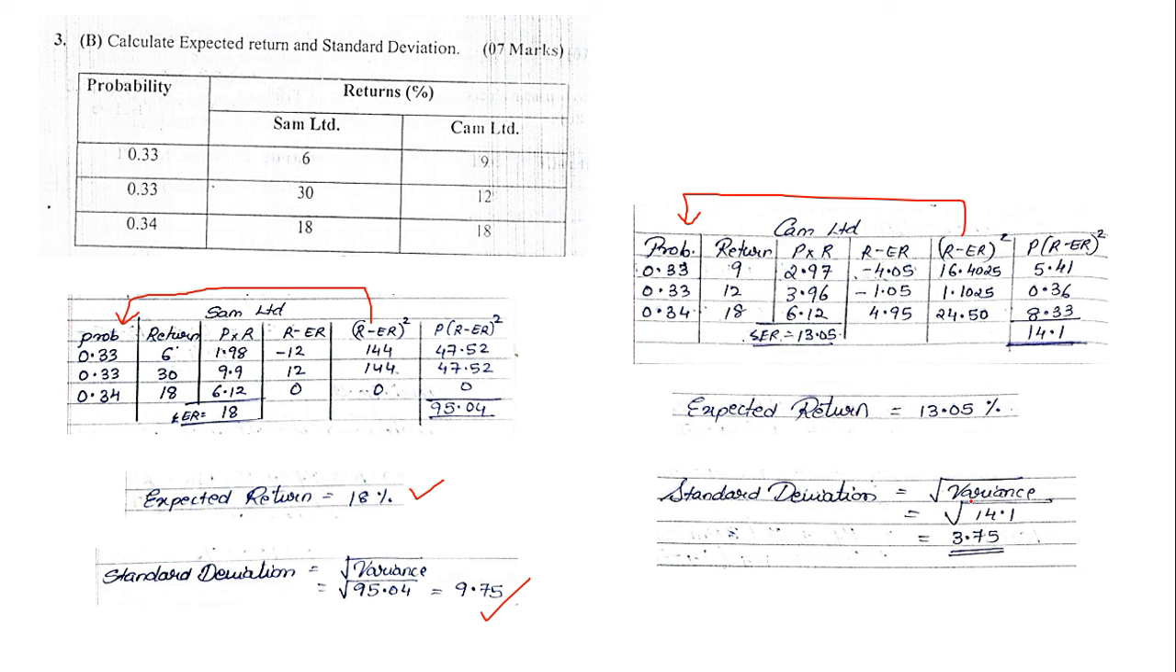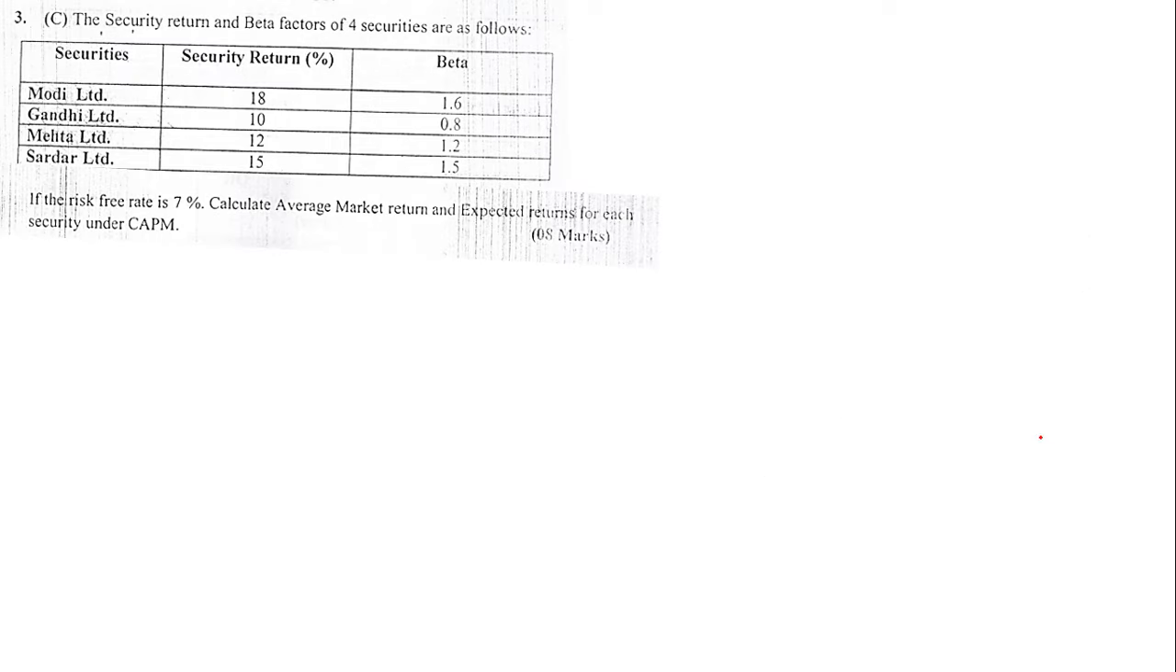Okay, the next question, question number 3C. The security return and beta factor, the four securities are given. So they're giving you returns and they're giving you the betas. The risk-free return is given. They're telling you to calculate the average market return and expected return for each of the securities under the CAPM method. So first we need to find the average market.